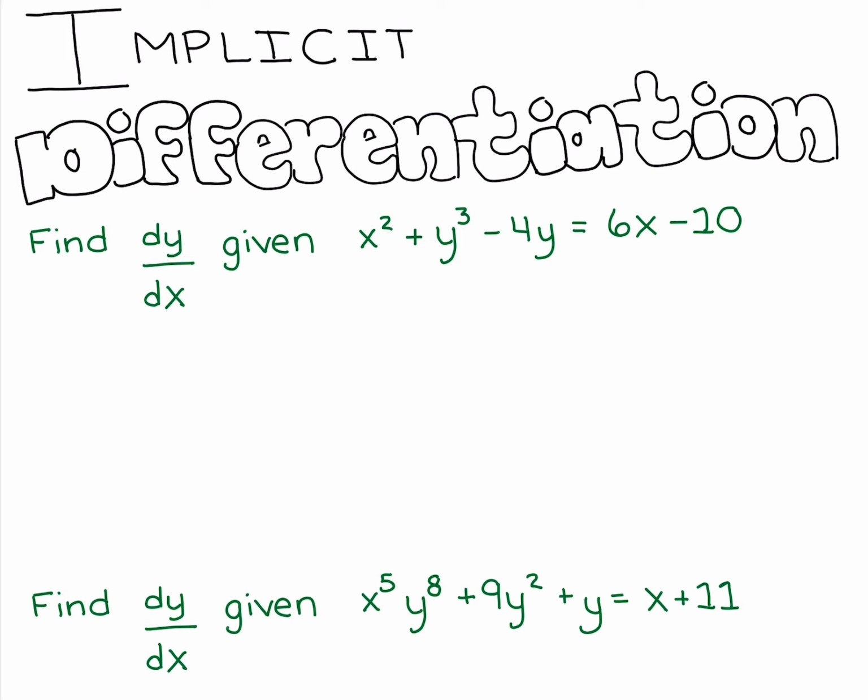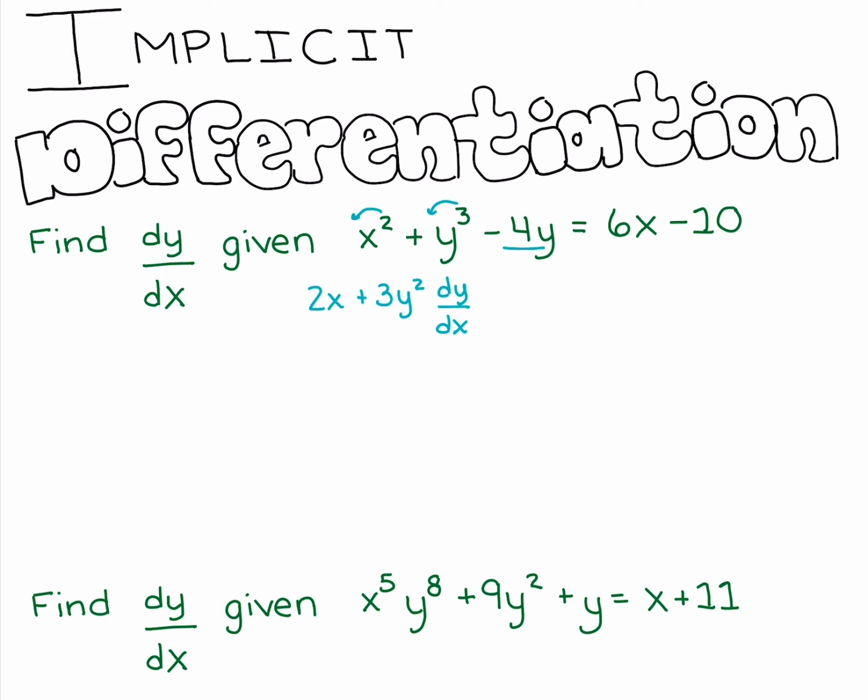So the derivative of x squared is still just going to be 2x. We did not take the derivative of y, so it will not get a dy/dx. Whereas the derivative of y cubed is going to be 3y squared, and that needs a dy/dx with it because we took the derivative of y with respect to x.